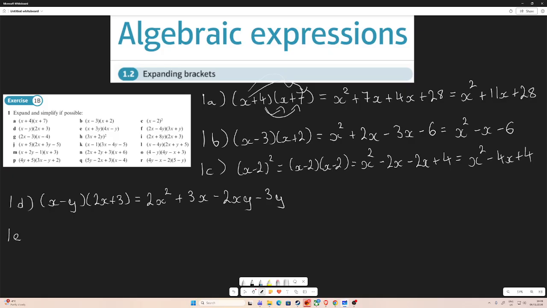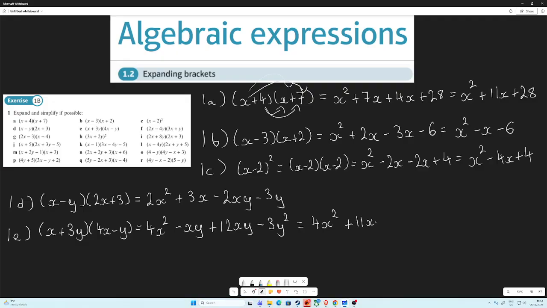1e. We have x plus 3y multiplied by 4x minus y. So x times 4x is 4x squared. X times negative y is minus xy. 3y times 4x is plus 12xy. 3y times minus y is minus 3y squared. Let's bring together minus xy and 12xy. So that is 4x squared plus 11xy minus 3y squared.